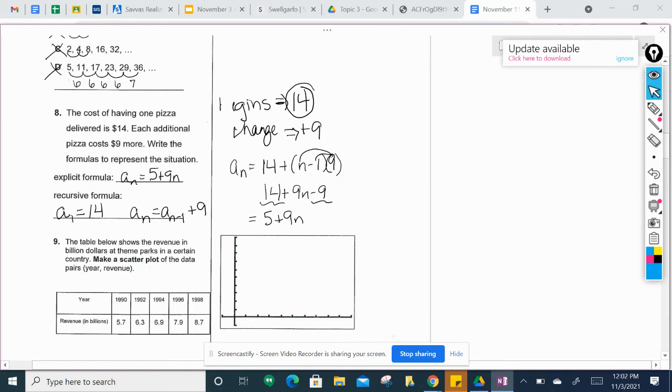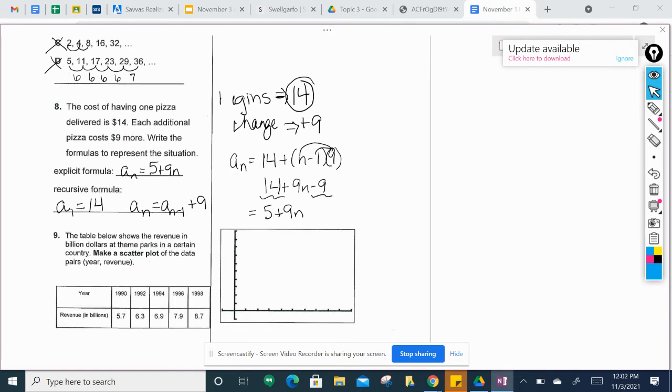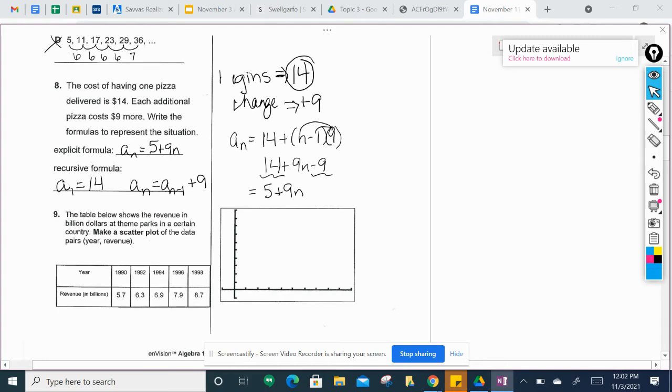Number 9 says the table below shows the revenue in billions of dollars at the theme park in a certain country. It says make a scatter plot of the data, and they kind of give us a hint here, the year and then the revenue. So that means the X value is going to be the year and the Y value is going to be the revenue.